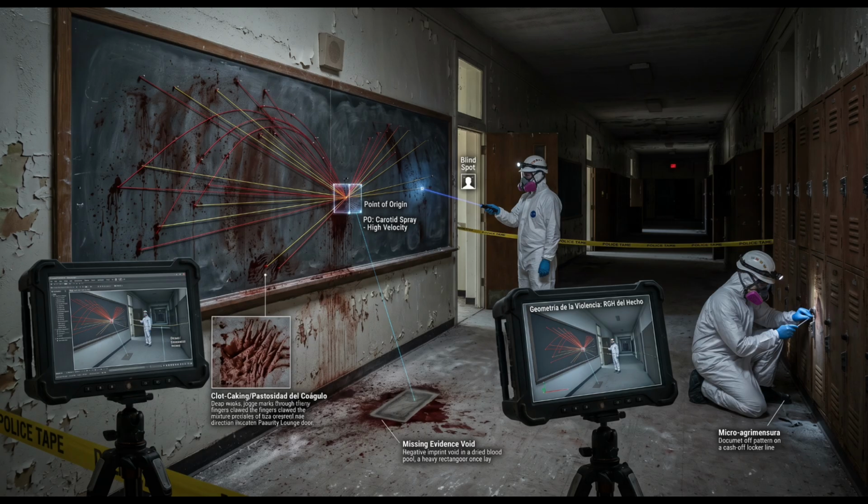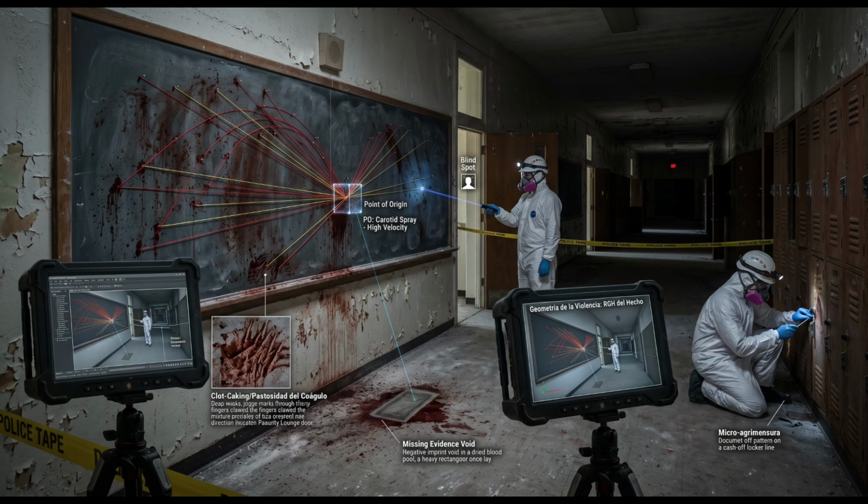The forensic mapping, a hallway in flux. Our team moved with the precision of cartographers. We utilized high-resolution 3D laser scanning to create a digital twin of the hallway. This allowed us to map every crimson droplet in relation to the architectural decay, adjusting for the floor's uneven tilt.